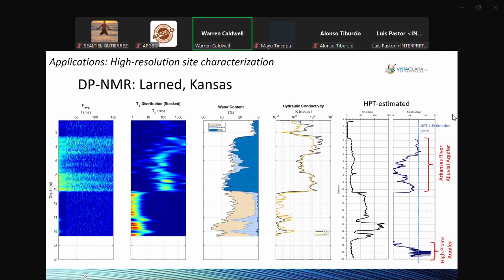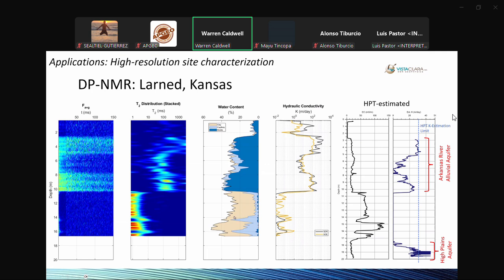Here's another example of high resolution site characterization. This is a direct push NMR log. Here you can see there's a fairly large change in the aquifer properties just below 10 meters. Above 10 meters, we have very long signals, high mobile water content, high hydraulic conductivity. And then below 10 meters, the overall water content is similar, but the pore sizes are completely different.